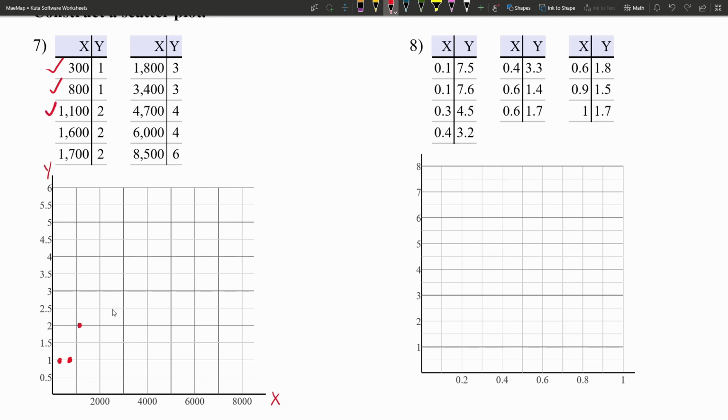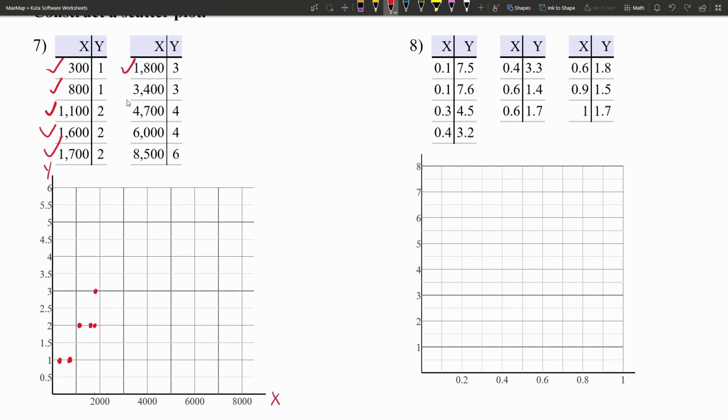Now we need 1,602, and also I'll plot 1,702 while I'm at it because they have the same y value, but different x values that are fairly close. So 1,500 would be approximately here, but I need 1,600, which falls here, and 1,700, which falls here, both at that value of 2. Next, now that I've plotted those, I need 1,803. So 1,800 falls approximately here, and moving up to that value of 3, we've got it here.